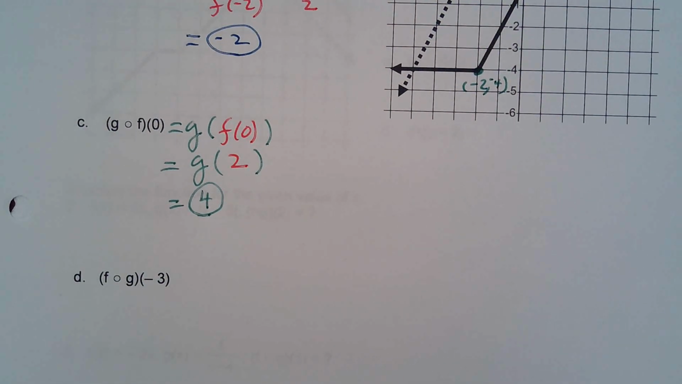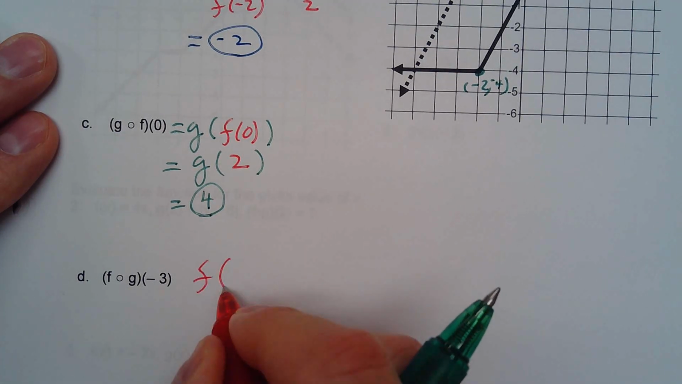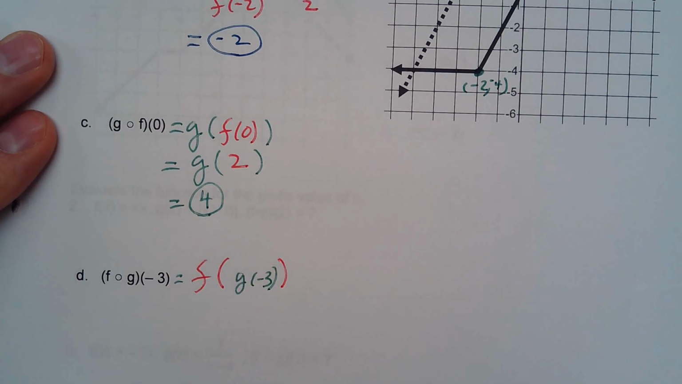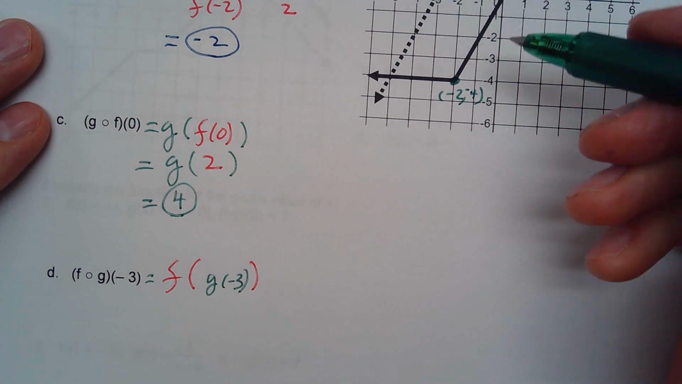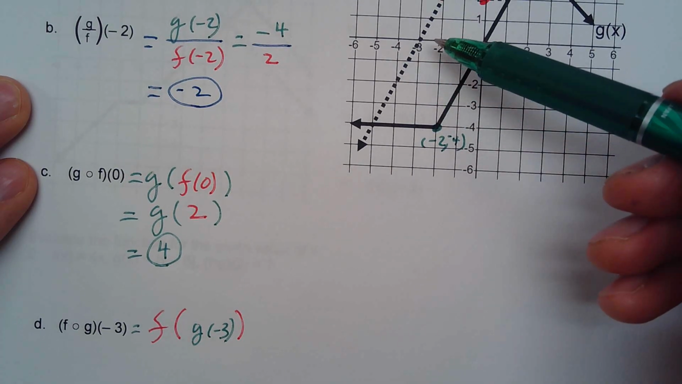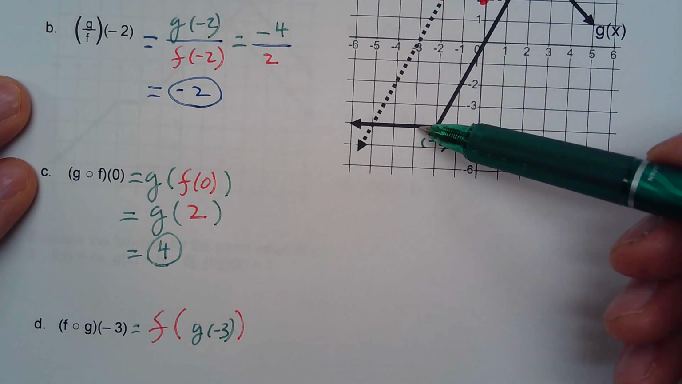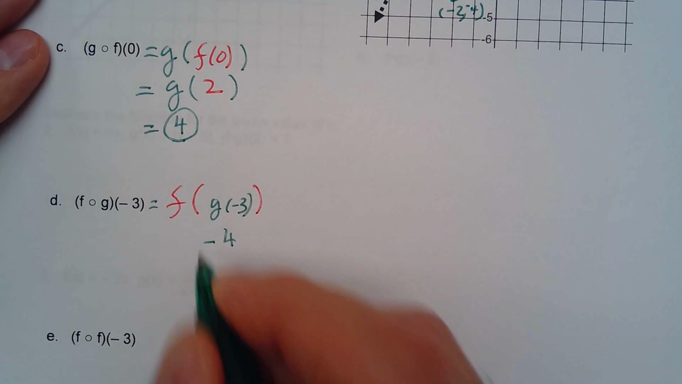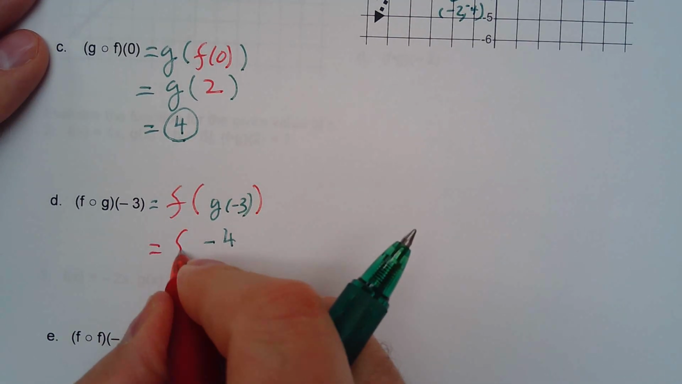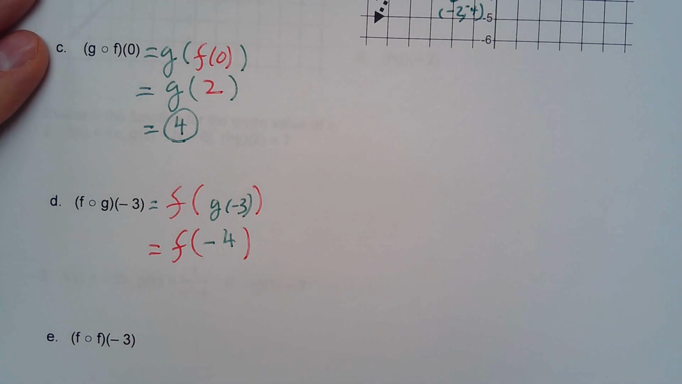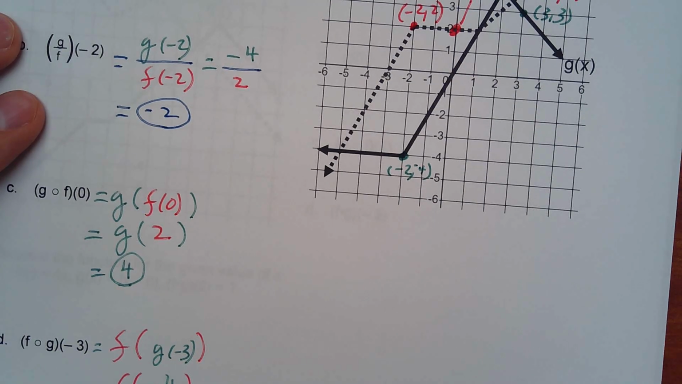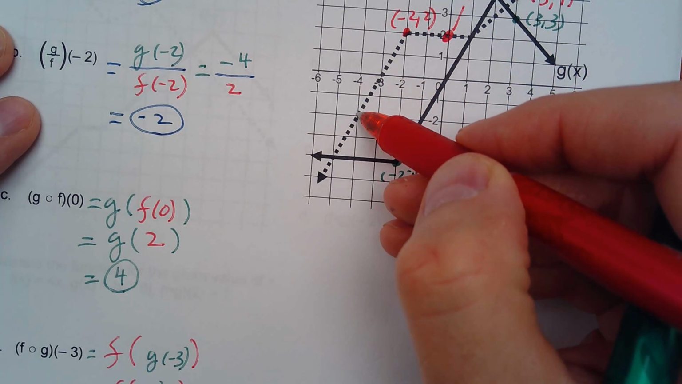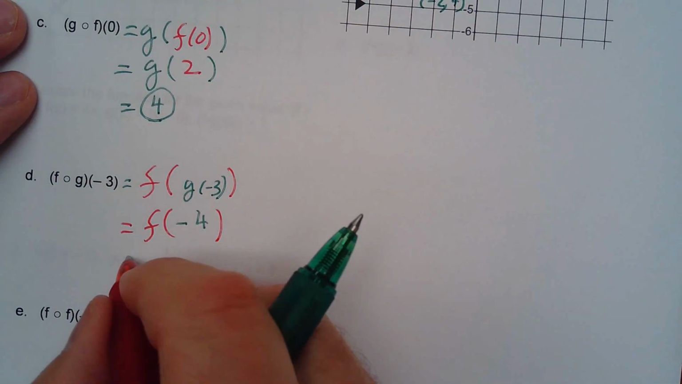Let's try this next one. So f here is the outside function this time. g is my inside function. So I'm looking at g of negative 3. So I go back to my graph. Negative 3, g is the solid one, so the y value here is negative 4. Now I'm looking for f of negative 4, so I go to my graph. Looking at negative 4, looking at my f graph, the y value is negative 2. So this will be equal to negative 2.